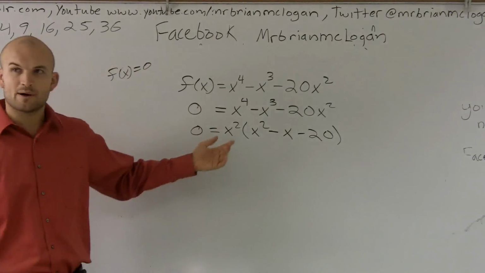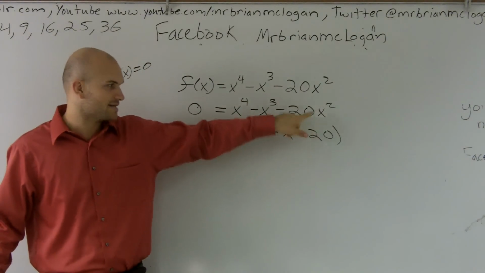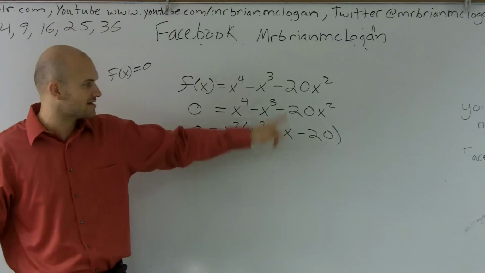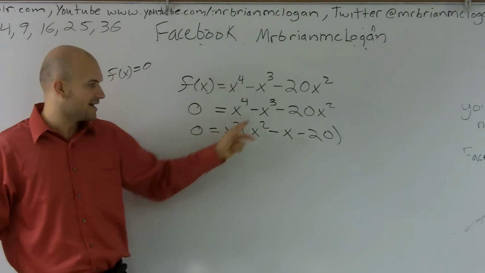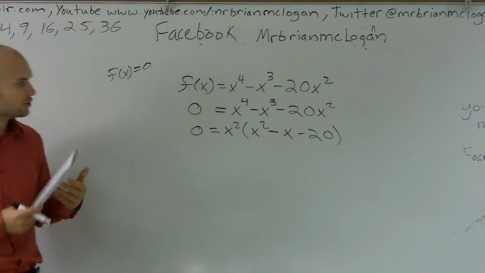And remember, just to double check my work, if I did the distributive property, would I get my exact same answer? And yes, x squared times x squared is x to the fourth. X squared times negative x is negative x cubed. And x squared times negative 20 is negative 20x squared. So good, I factored it out.